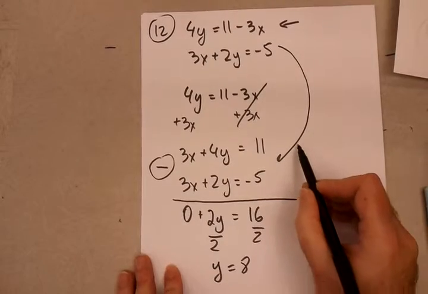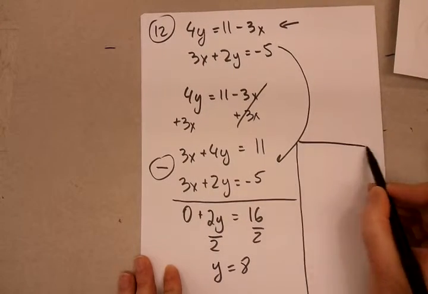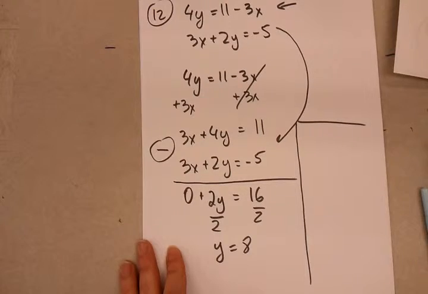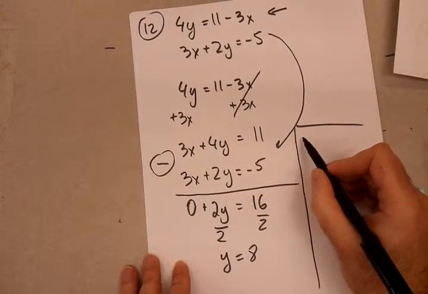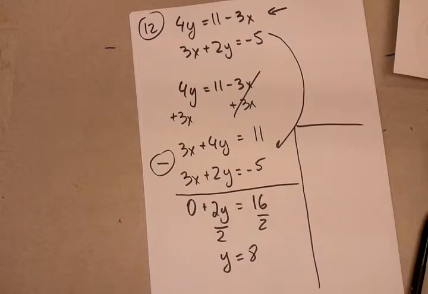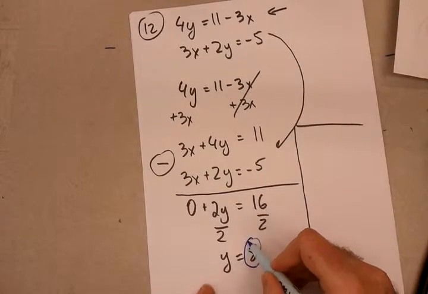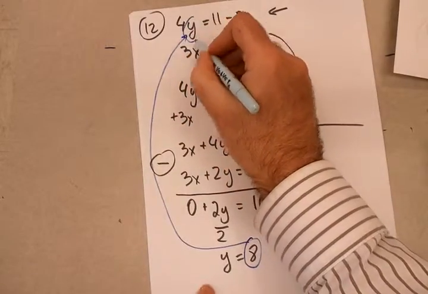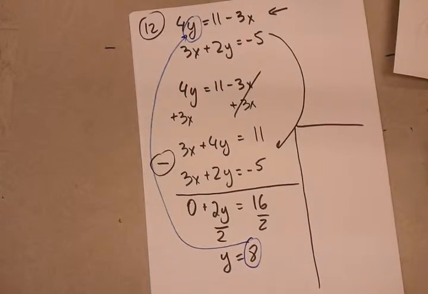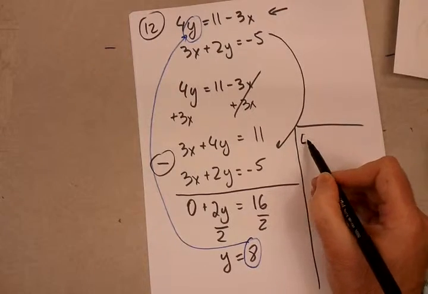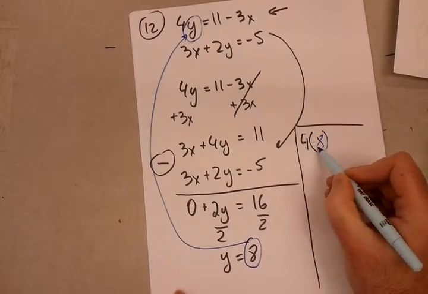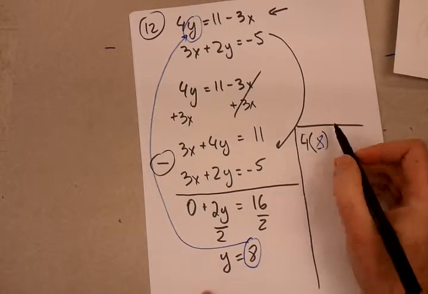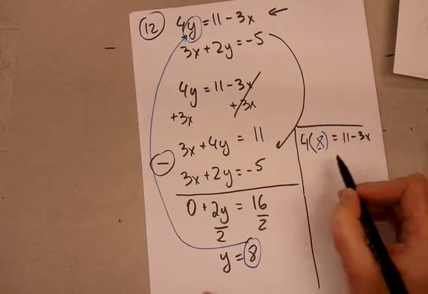Now we're not finished yet, because we got y, and now we need to plug that y into one of the original two equations to get x. It doesn't really matter which one you choose, the top one, let's go with that. So I'm going to plug this in there. So it'll be 4 times 8 equals 11 minus 3x.